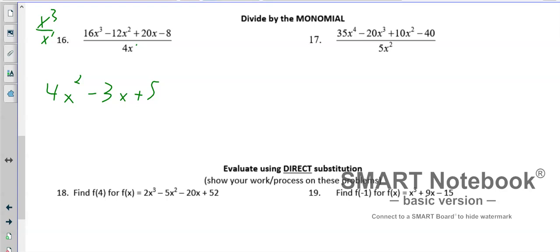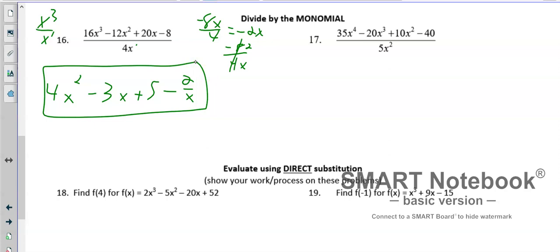And negative 8 divided by 4, careful with this one. The negative 8 divided by 4 is negative 2. The x stays on the bottom. Okay, it's not negative 2x. Negative 2x would be negative 8x divided by 4. This is negative 8 over 4x. When these cancel to give you negative 2, the x stays on the bottom. Final answer.